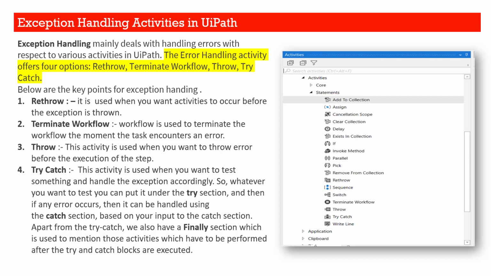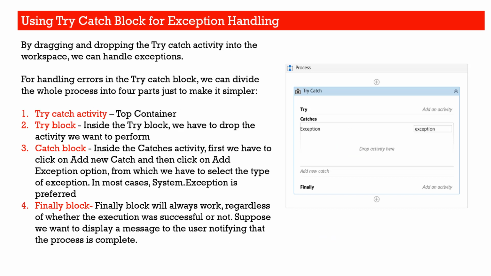Now, how should we use the try, catch, and finally block? Let's take an example. We have the try catch activity, which is the top container. Then we have a try block. Inside the try block, we drop the activities we want to perform. We have a catch block. Inside the catch activity, first we click add new catch and then click add on the exception option, from which we select the type of exception. In most cases, System.Exception, the most generic, is preferred. You can change the type of exception if you want to do so.